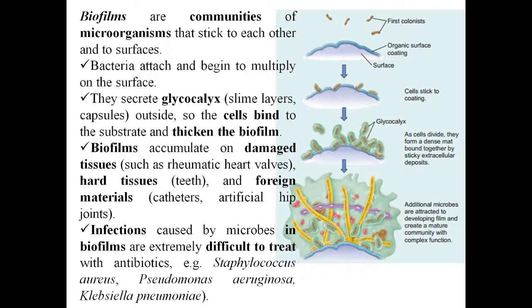How are biofilms formed? Bacteria attach and begin to multiply on the surface of a mucosal membrane or on the surface of teeth. Then they secrete glycocalyx, which is a slime layer or is formed from capsules, outside. So the cells bind to the substrate and thicken the biofilm. The biofilm becomes bigger and thicker.